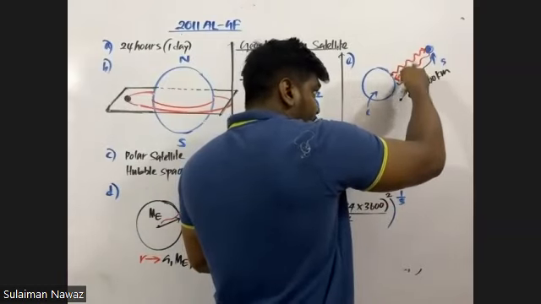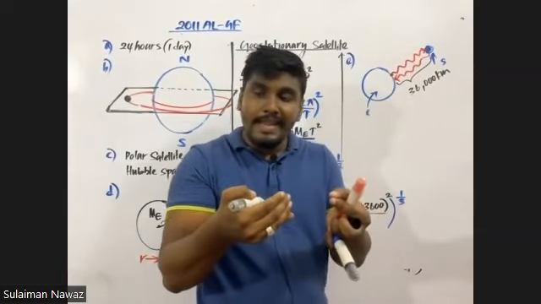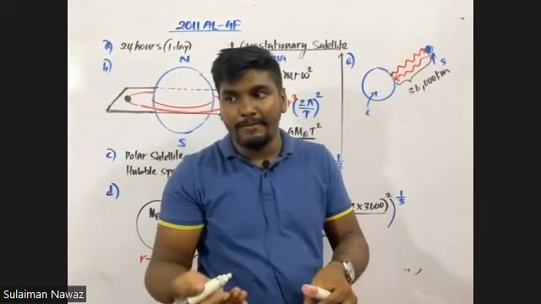Then they ask for the time delay. But as these waves are electromagnetic waves, what is the speed of electromagnetic waves? When you consider any electromagnetic wave, its speed in a vacuum is 3 into 10 to the power 8 m s to the power minus 1.